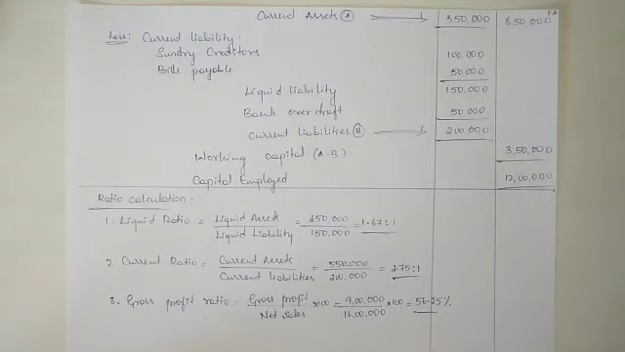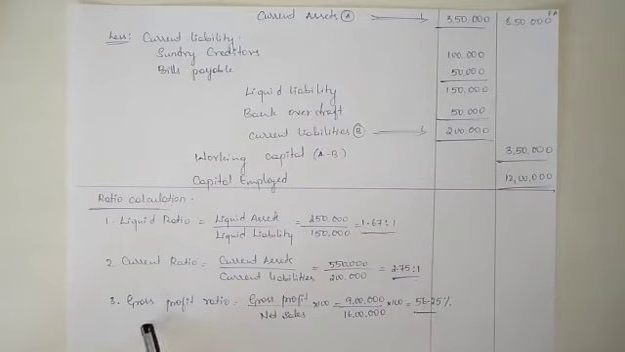The second ratio is current ratio. Current ratio is current assets divided by current liability. 5,50,000 divided by 2 lakh is 2.75 is to 1. Again, here also the standard is given in the theory file that you can refer to. Standard is 2 is to 1. Here the ratio that we get is 2.75 is to 1, which is better than the standard given. Okay, which means the liquidity position of the company is good.